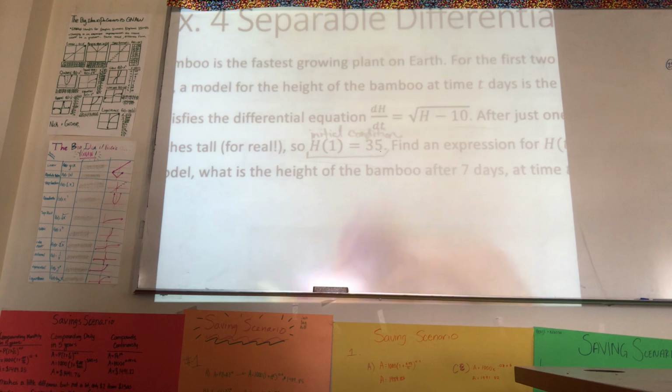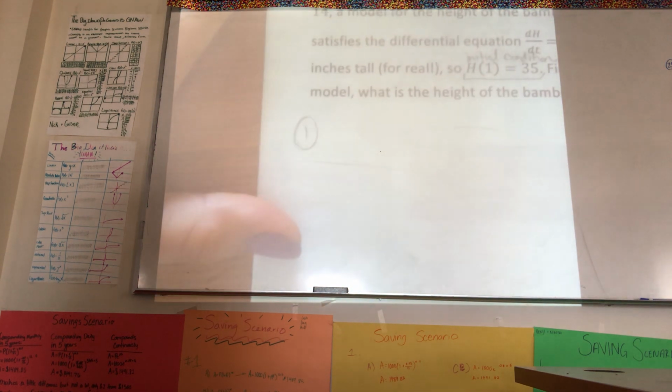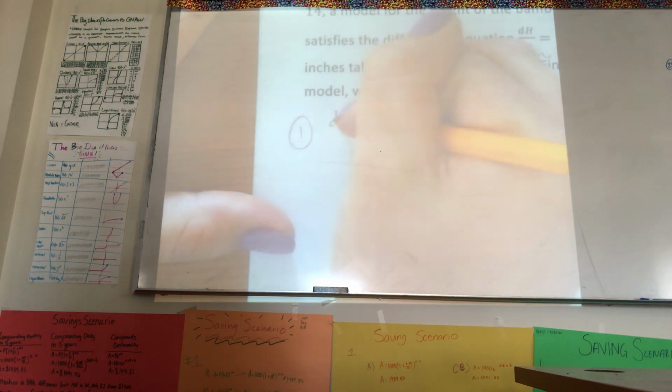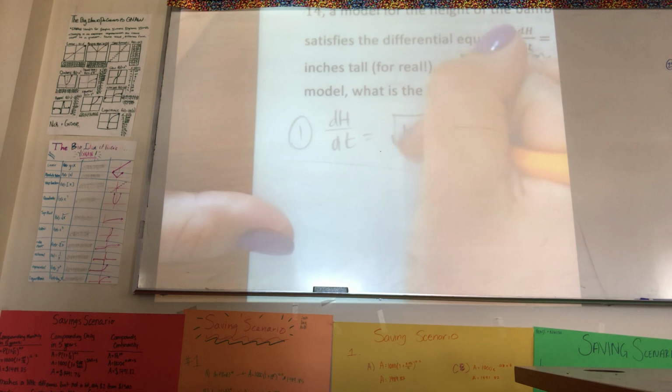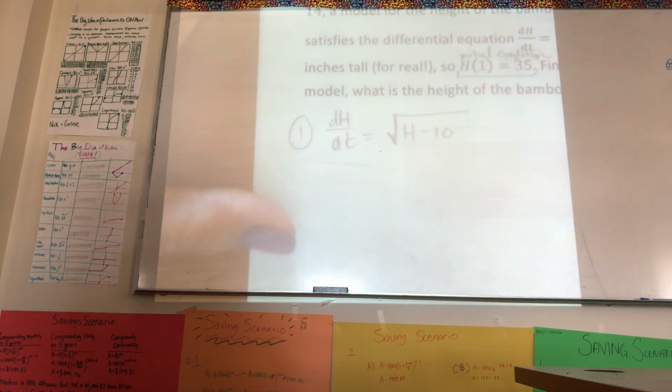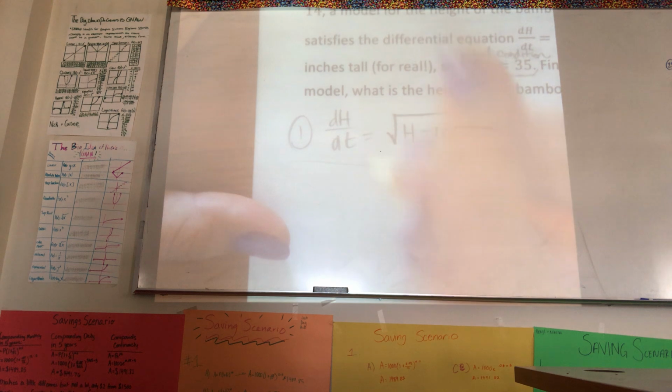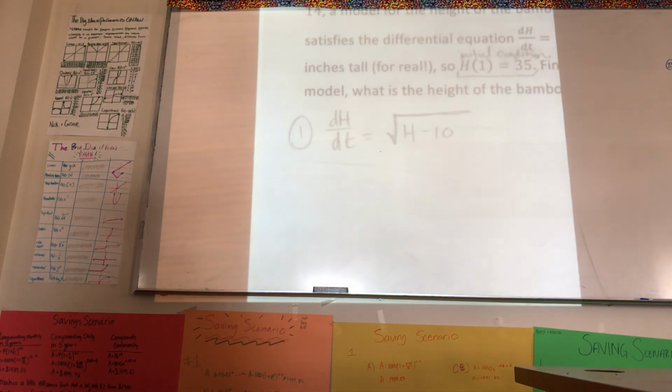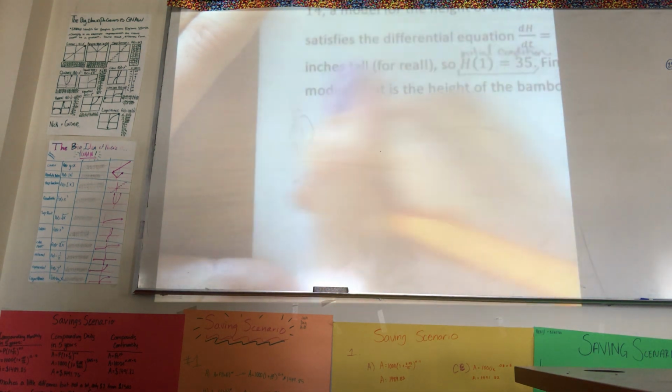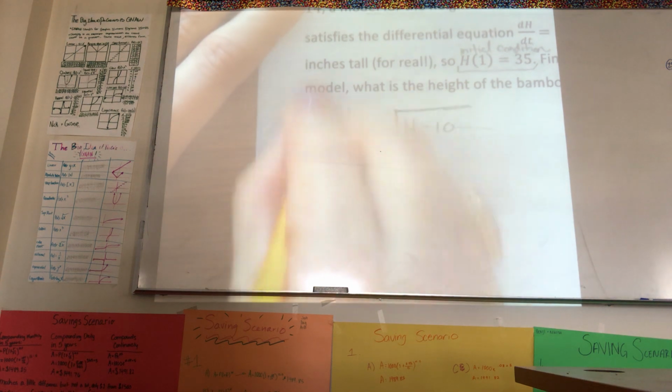Okay. Step 1. Separate the variables. I'm gonna just copy it over. dh/dt equals the square root of h minus 10. So h is like y basically, and t is like x. What should I do first to start separating my variables? Love that. Okay, let's do that.